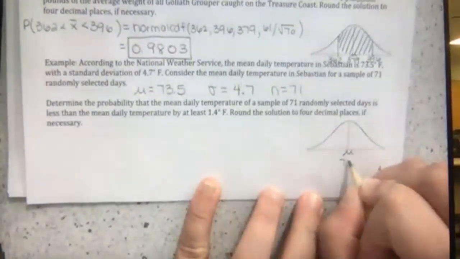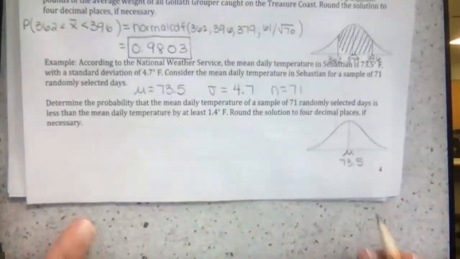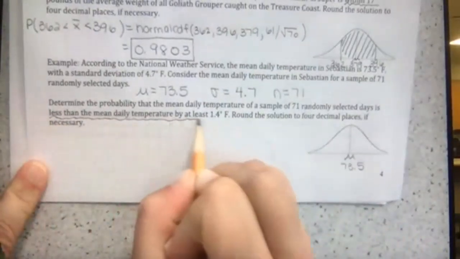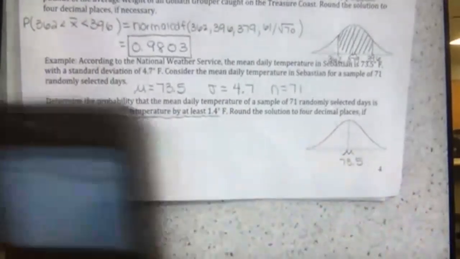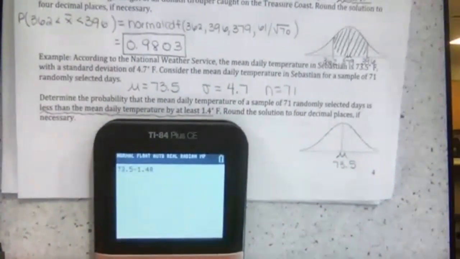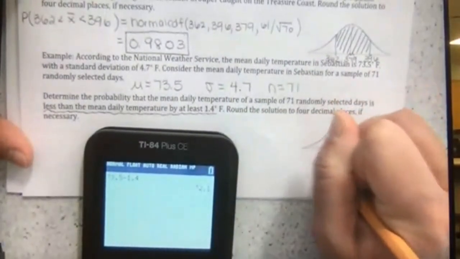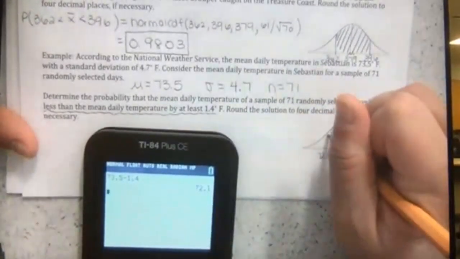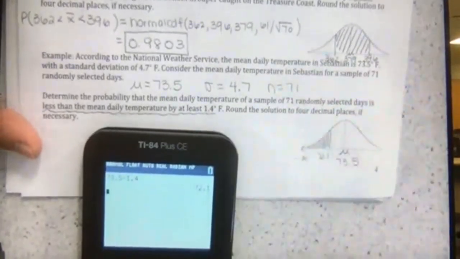So in the middle is our mean, which is 73.5. And we're trying to find the probability that the mean of the sample is less than the mean daily temperature by at least 1.4. So whatever we're at, our mean, 73.5 minus 1.4, which would give us 72.1. Or anything less than that, because it says less than that by at least. So, or anything even smaller. So everything to the left-hand side, all the way towards negative infinity.